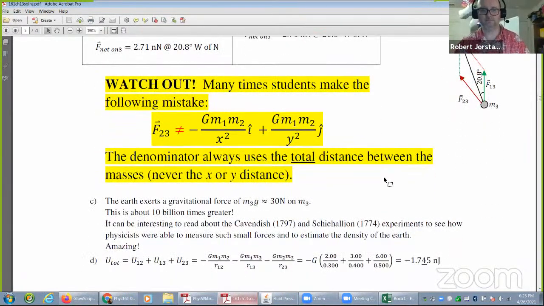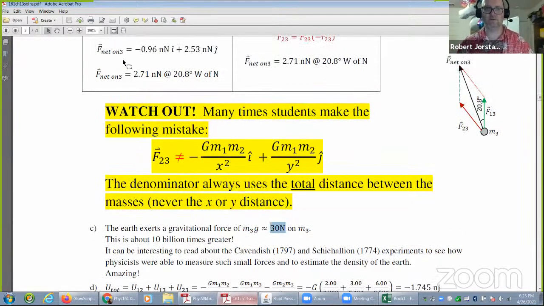Okay. Now look at this. It turns out the Earth itself is exerting a 30 Newton force on M3, right? M3 times G. M3 is about 3, G is about 10. That's about 30. Look at this force: 3 nanonewtons.